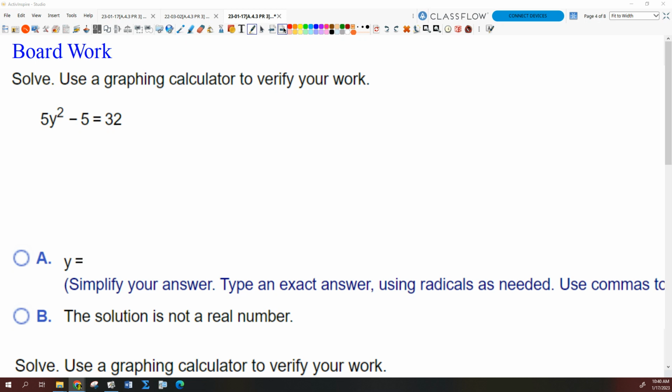So what are my steps going to be? Can I point to a single variable, thumbs up or down? I can. So what do I do? Isolate, right? I can point to a single variable, so we can isolate. First step, add 5. That cancels the 5s, and I get 5y squared equals 37. Now what? Divide by 5.